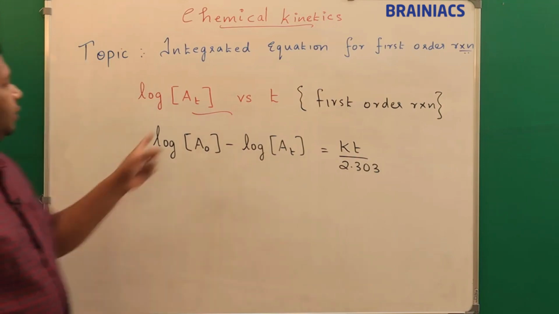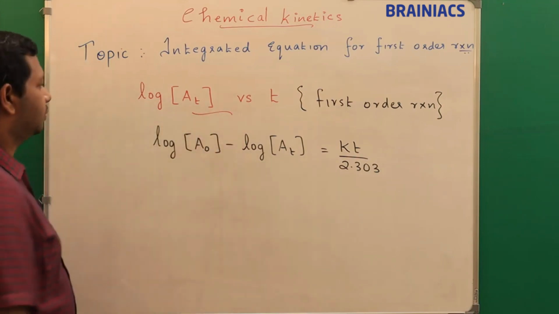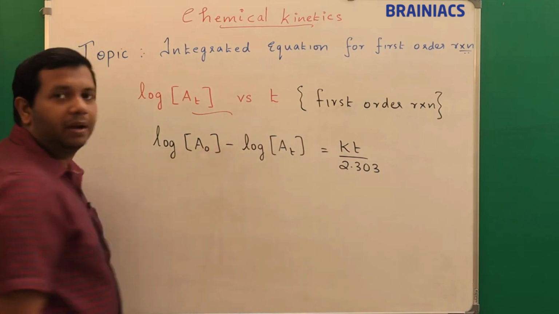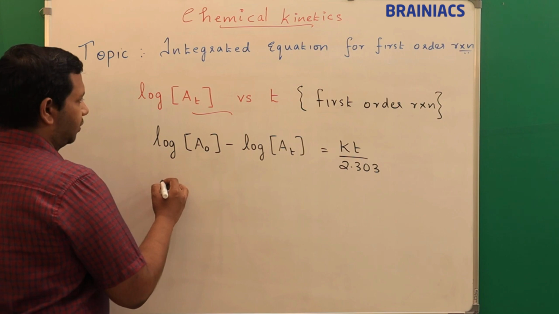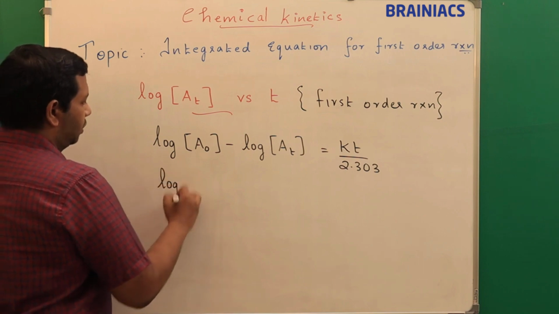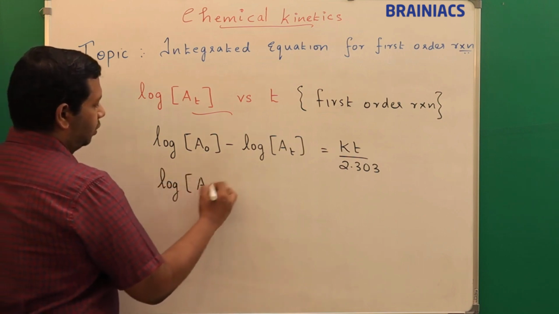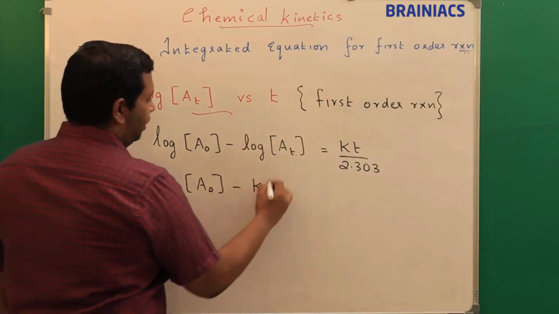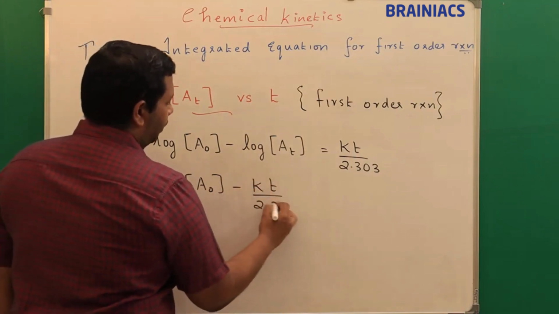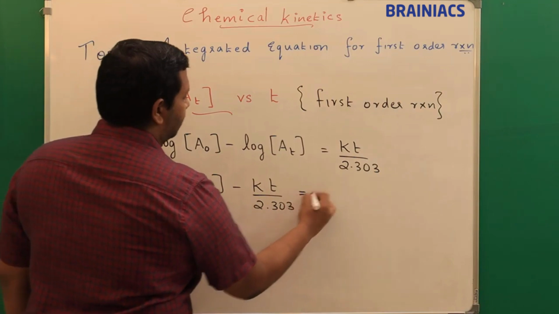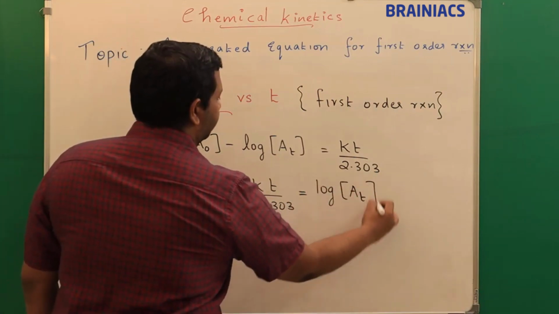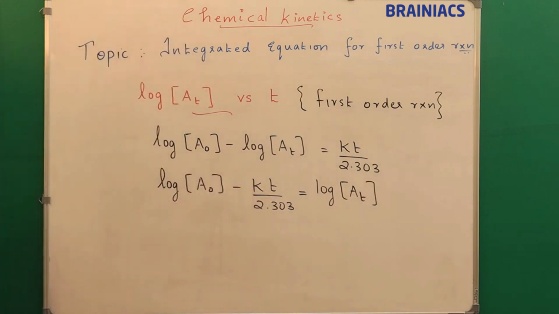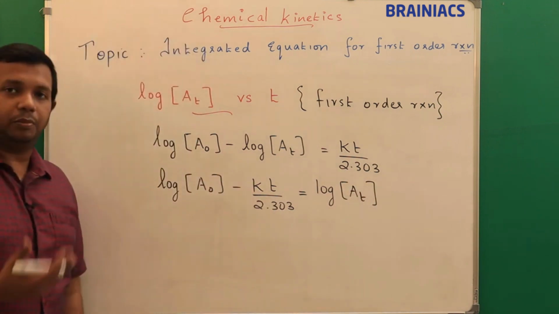Now what we need to do, log a of t versus t we need to take. So I can take log a of t to the RHS. So this will become what actually? Log a of 0 minus k into t by 2.303 is equal to log a of t. Okay. So based on this, I can try to derive my graph.